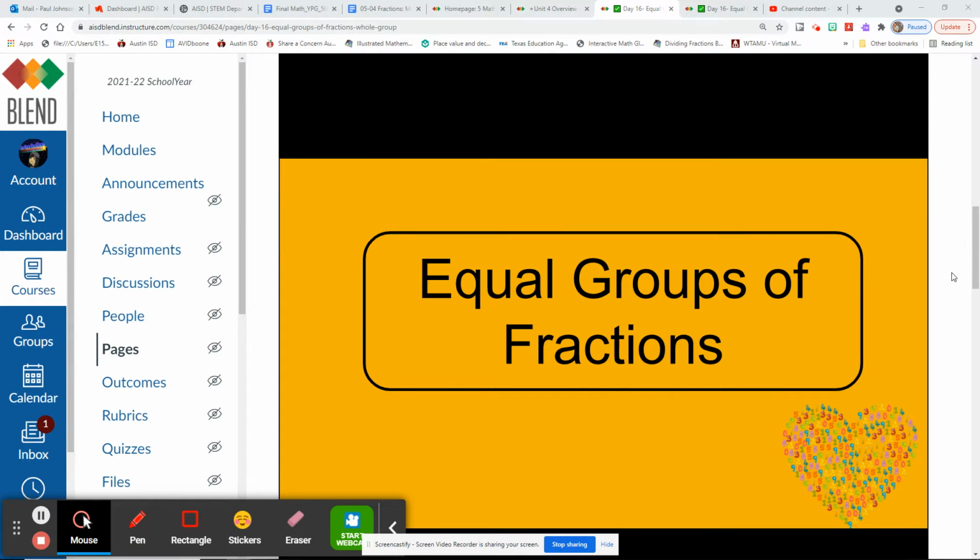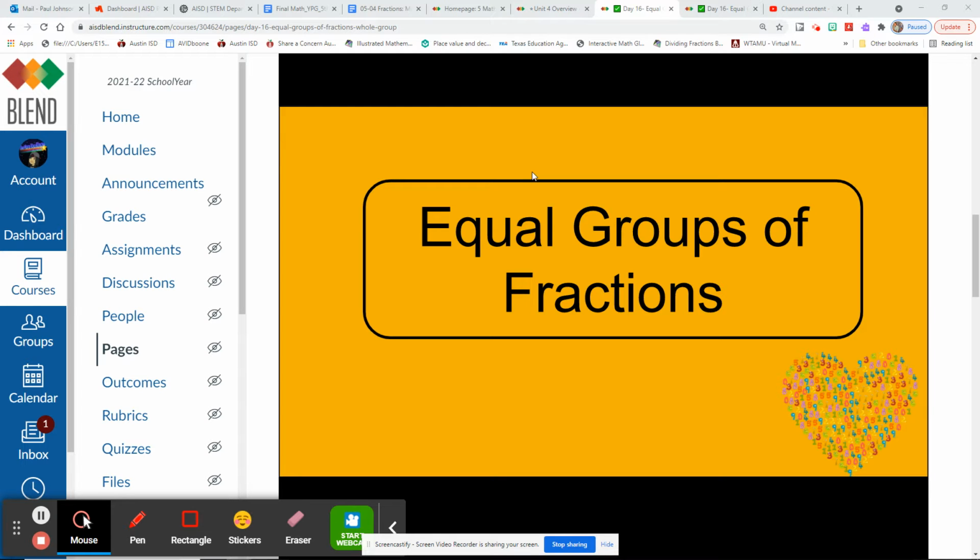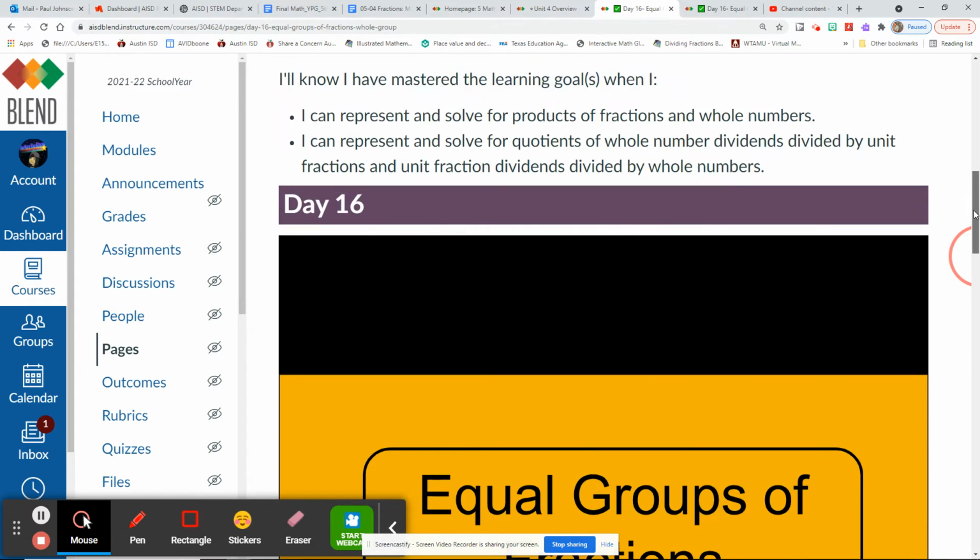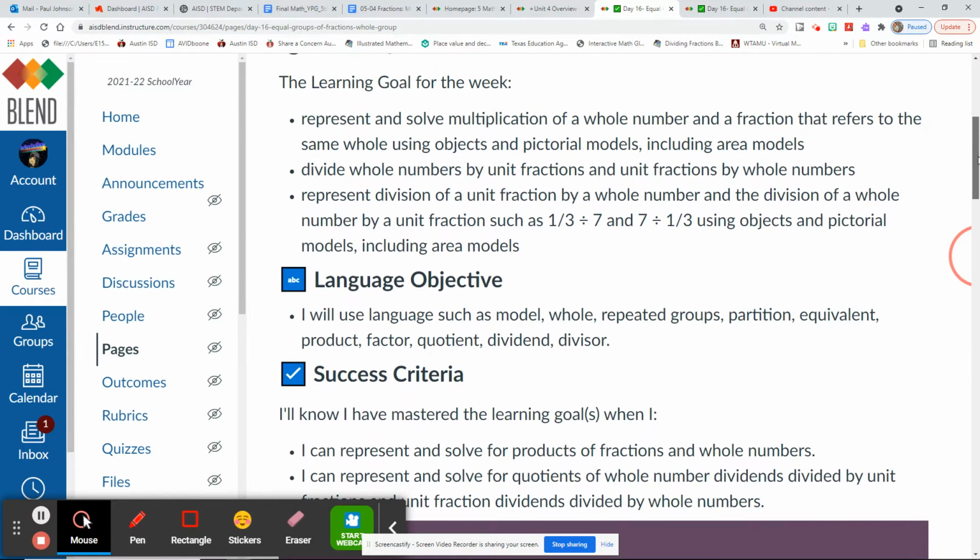Moving on to new things. Not totally new. Some things are familiar. Fractions. The part that's not familiar is equal groups of fractions. So, equal groups is also like repeated adding of groups. So we're talking about multiplication.